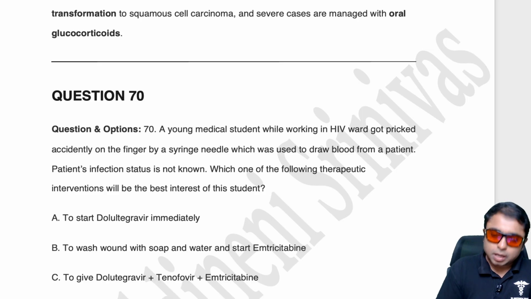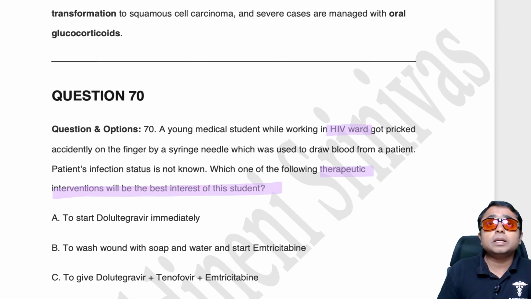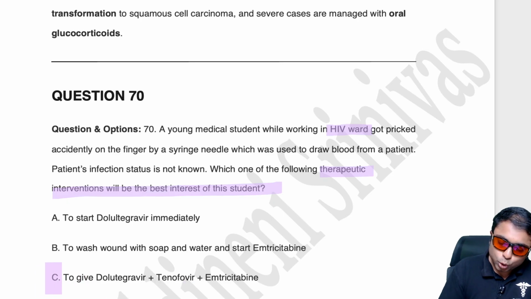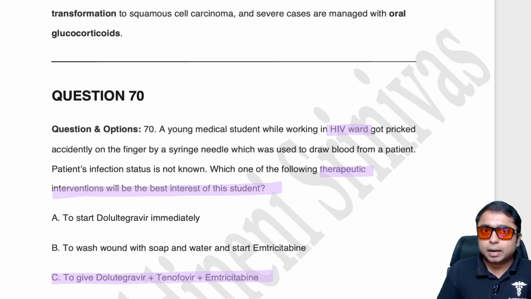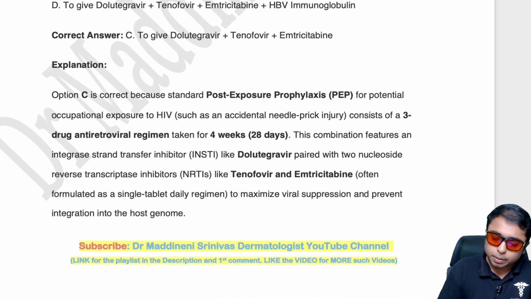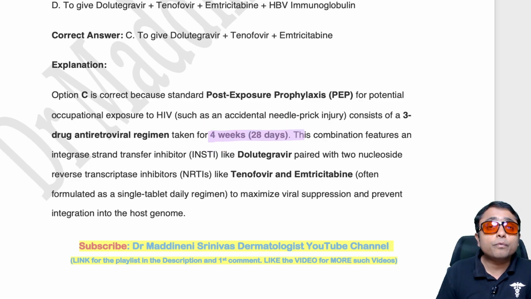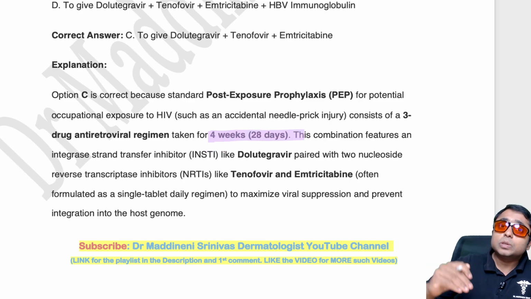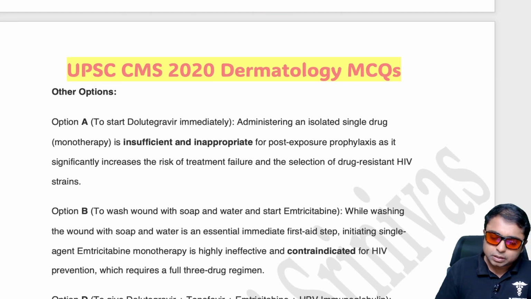Next, this is a question. A young medical student working in the HIV ward got pricked accidentally on the finger with a syringe needle which was used to draw blood, okay, whatever it is. Now which of the following is the therapeutic intervention which is in the best interest of this particular student? What do you think is the correct answer? We have to give the 3 medications which are going to be dolutegravir, tenofovir and emtricitabine. That is going to be the correct answer for this question. And also you should remember the duration is going to be for a period of 4 weeks or 28 days. In fact, this was also asked in the same paper as a different question. We will also see that question.